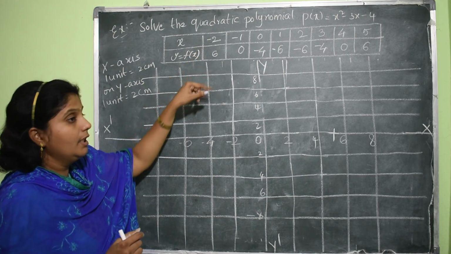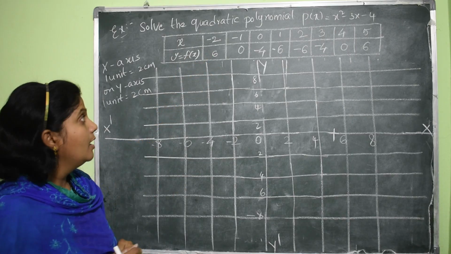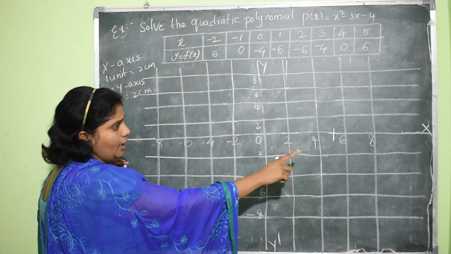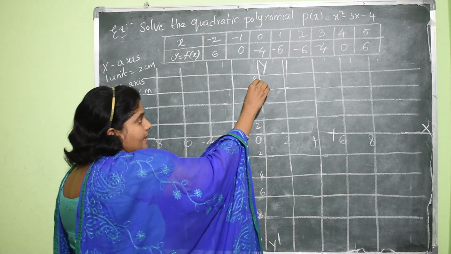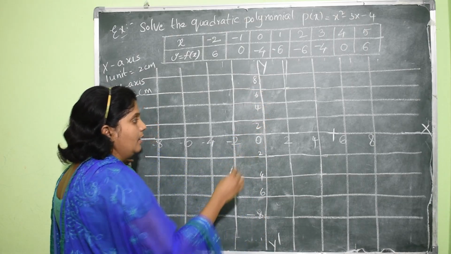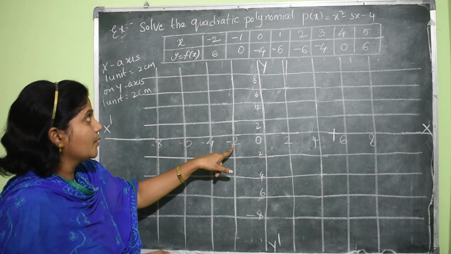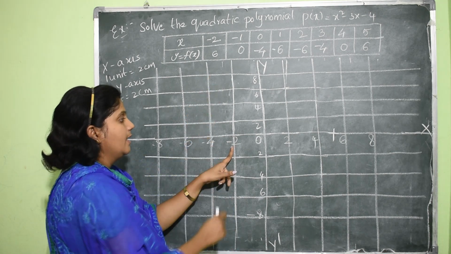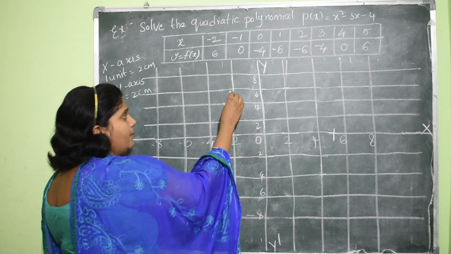Now, plot the points based on the table, that is x and y coordinates. What is the x coordinate given here? Minus 2. The horizontal line is the x axis and the vertical line is the y axis. So, in the horizontal x axis, x value is minus 2. For minus 2, what is the y value? 6. Y value is 6. So, for minus 2, 6 the point will be here.